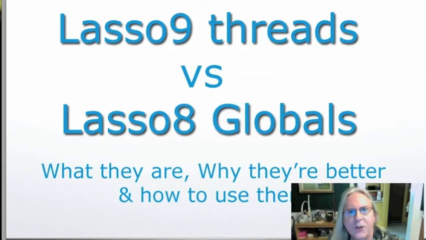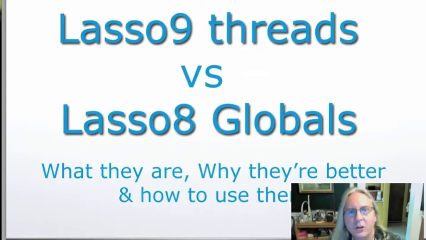The tutorial's focus is on converting from the use of Lasso 8 global variables to using threads in Lasso 9. It is a great tutorial for those who are just starting with Lasso 9. First, let me say that there are different ways of creating a thread in Lasso 9. In this tutorial, we're focused on thread objects, as they are the best way to use threads in a global way and most similar to global variables in Lasso 9.